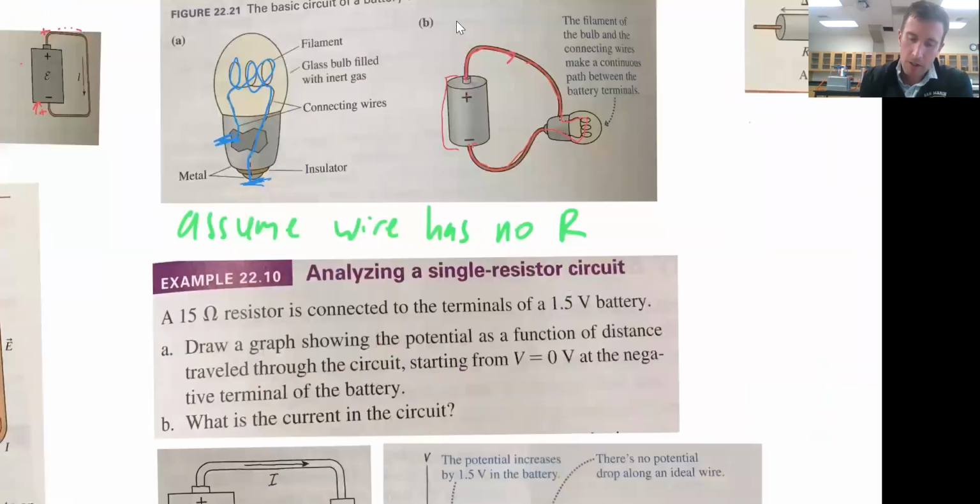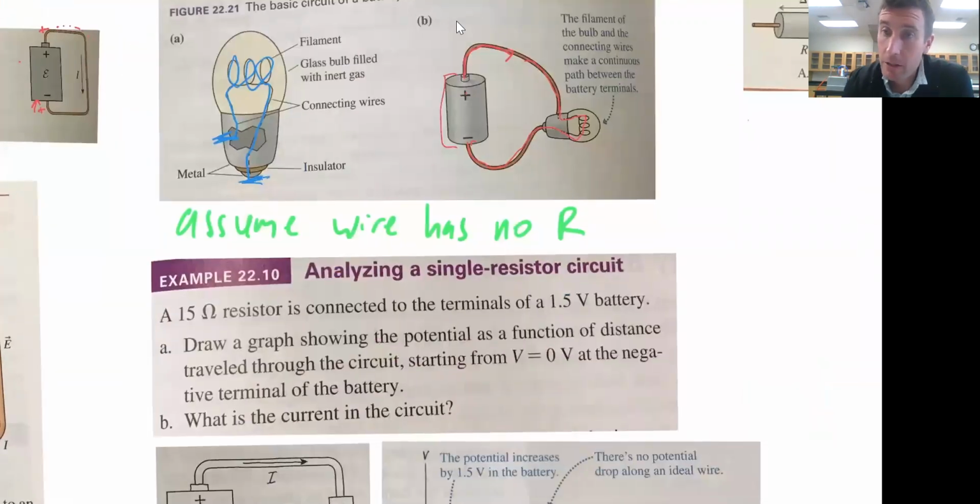All right, so for a circuit, we are going to assume that wire has no resistance. We're going to call this an ideal wire. And that way, the only thing that will provide the resistance will be the resistor, right? Like the light bulb. So let's do an example.